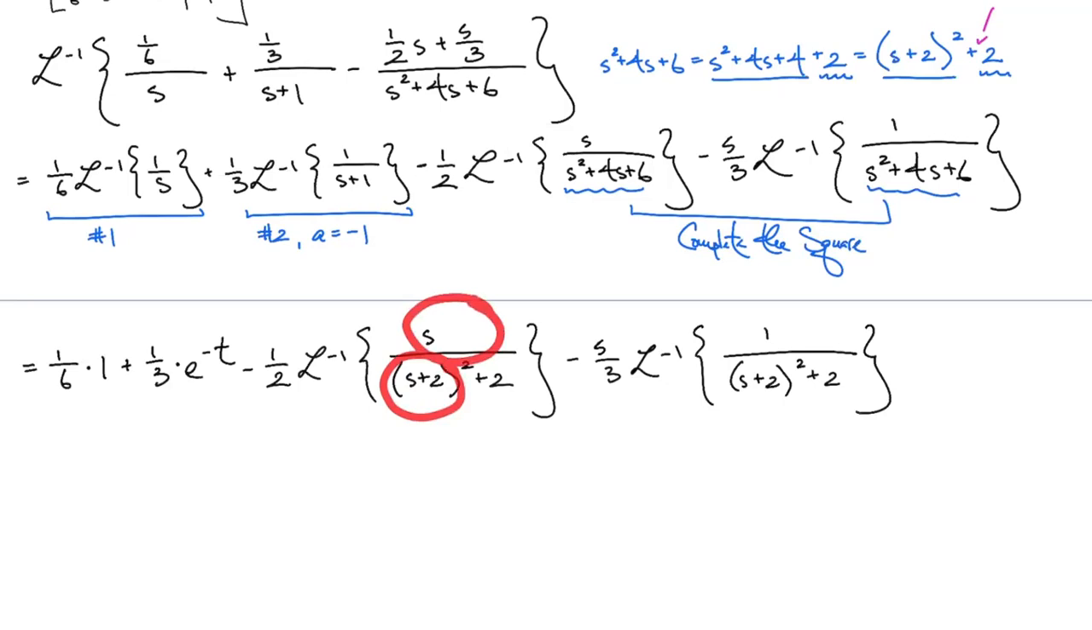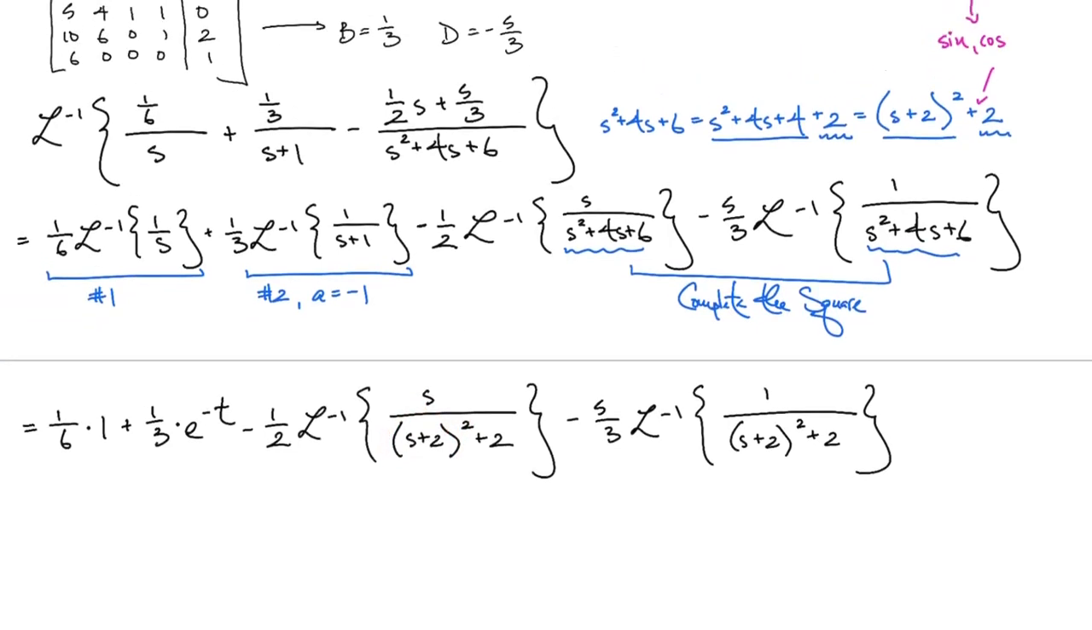Right? That's the problem right now. I need an s plus 2 in the numerator, and I don't have that. Well, let's backtrack a little bit. Over here, we had 1/2 s plus 5/3, right? So we sort of had this little plus a bit.